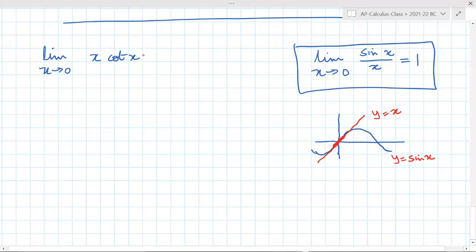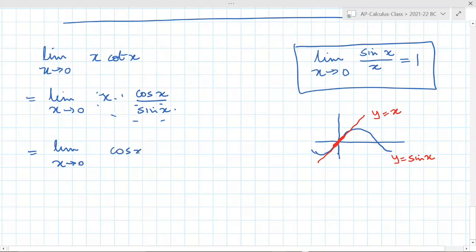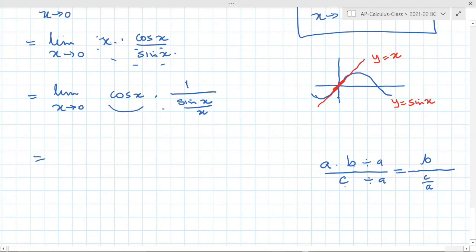So can we rewrite this? What is cotangent? It's cosine x over sine x, so x times cosine x over sine x. So now we have it. This is the same as limit x tends to 0 of cosine x times 1 over sine x over x. Do you see that? I just rewrote it. If you divide the numerator and the denominator by x, this x will cancel out and you'll get an x here. You can separately take the limits of these and multiply them.